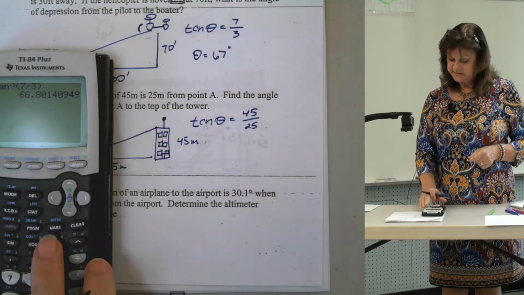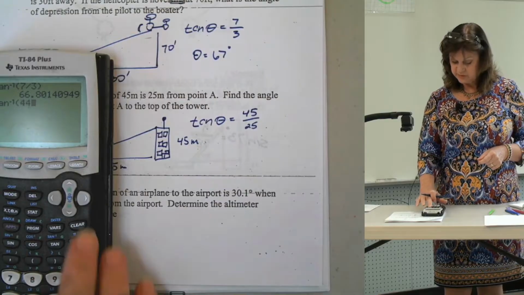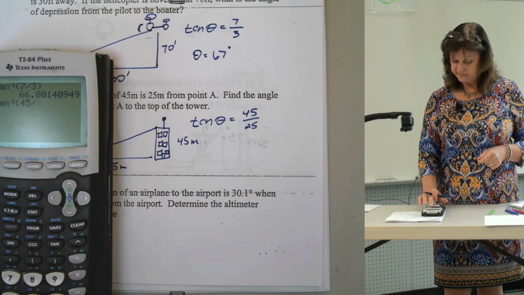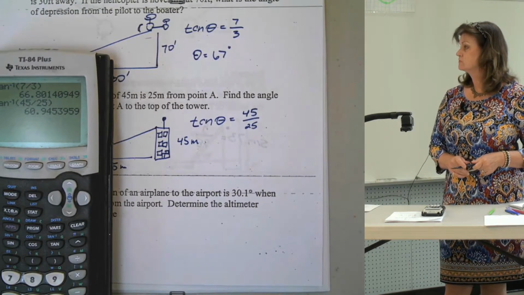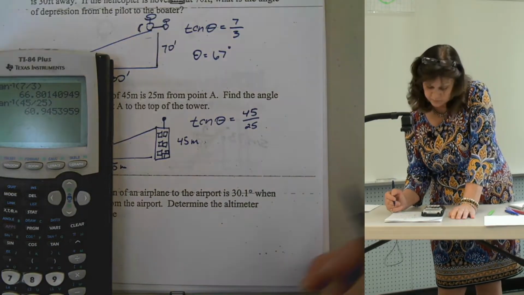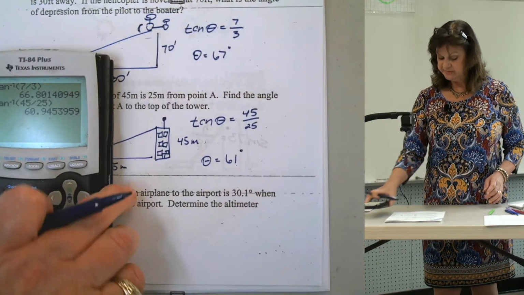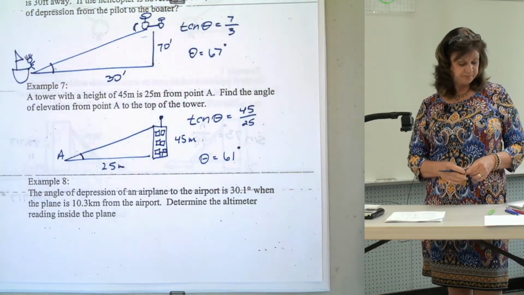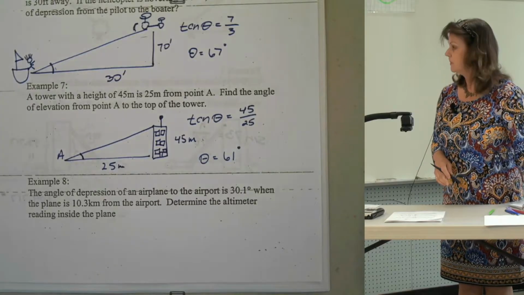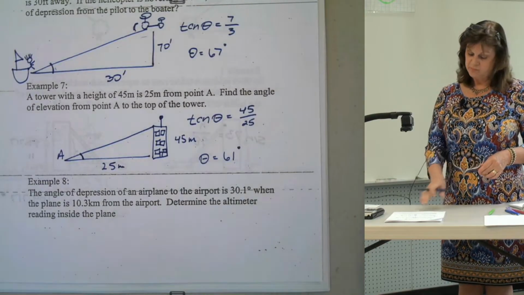What angle has a tangent of 45 divided by 25? And we are at 61 degrees. Okay. All right, here we go.